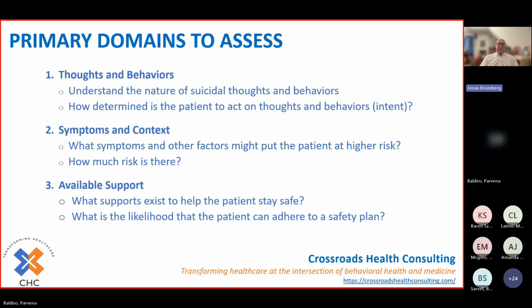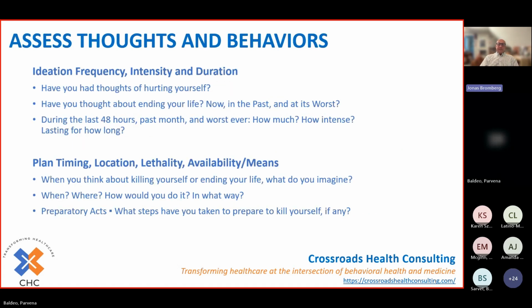So the primary domains that we're going to assess fall into these three areas: thoughts and behaviors, symptoms and their context, the patient's context, and the availability of support. Next slide, please. In terms of thoughts and behaviors, the things that we really want to assess here are the same sorts of things we want to assess with any sort of mental health concern: the frequency, the intensity, and duration of that concern. What the specific thoughts are.